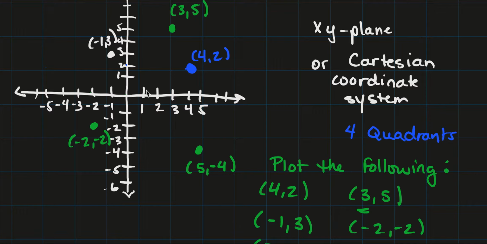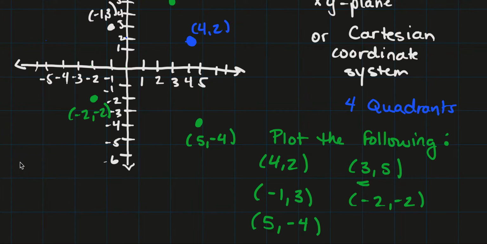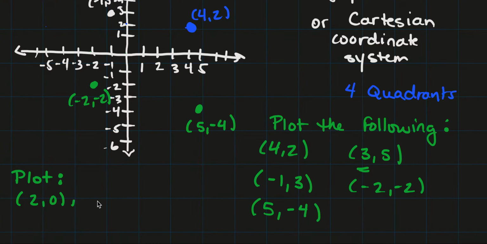Let's plot some points that aren't in quadrants. They're actually on the x or the y axis. So let's plot 2, 0. I'm going to give you 4 points. I want to see if you'll be able to figure these out: 2, 0; 0, 1; -2, 0; and then let's also do 0, -4.